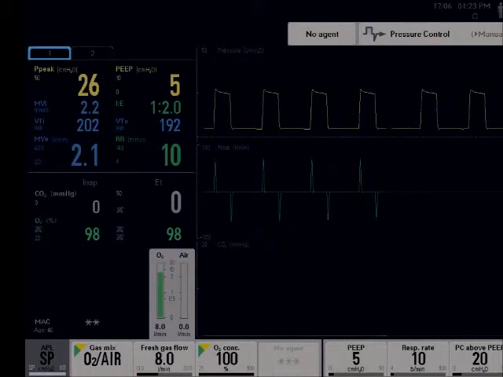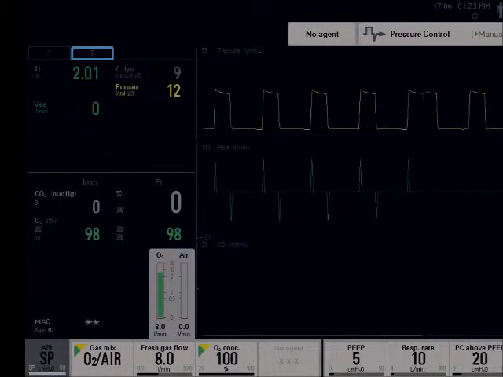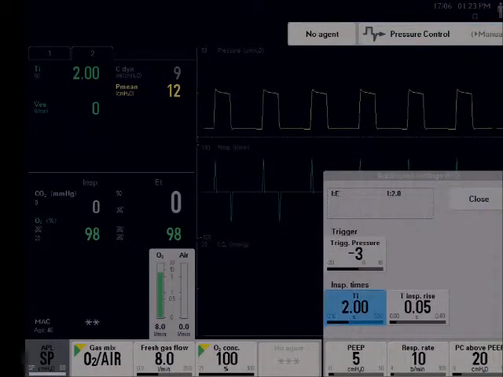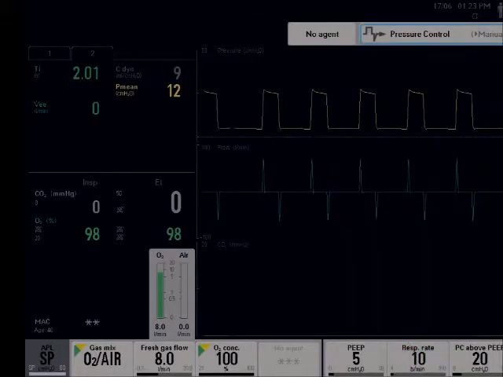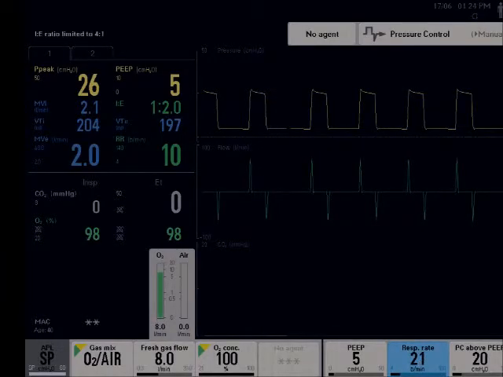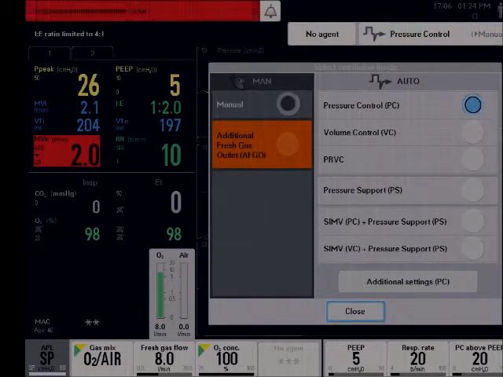Okay, here's a screen video, and we're in pressure control, and we look at my compliance, which is only 9, and we're getting only tidal volumes around 200 with that respiratory rate and that pressure. I'm going to turn up the respiratory rate and see what this does to the delivered tidal volume. So we're currently getting tidal volume around 203, and I'm increasing the respiratory rate to 20.